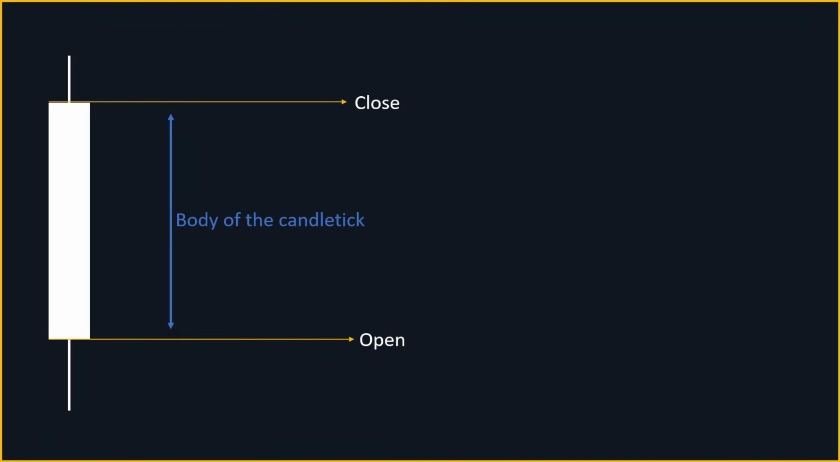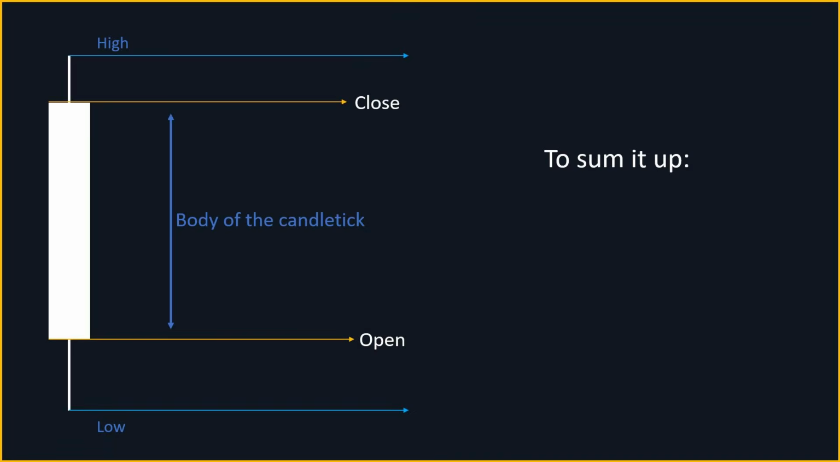And then we have the wicks or shadows. This line sticking out below the body is the low of the candlestick, showing how far price dropped during that time. And this one above is the high of the candlestick, showing the highest point price reached before closing.